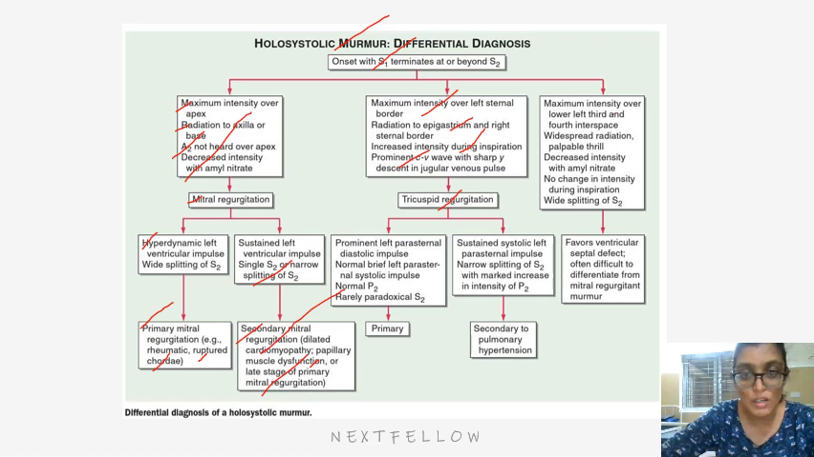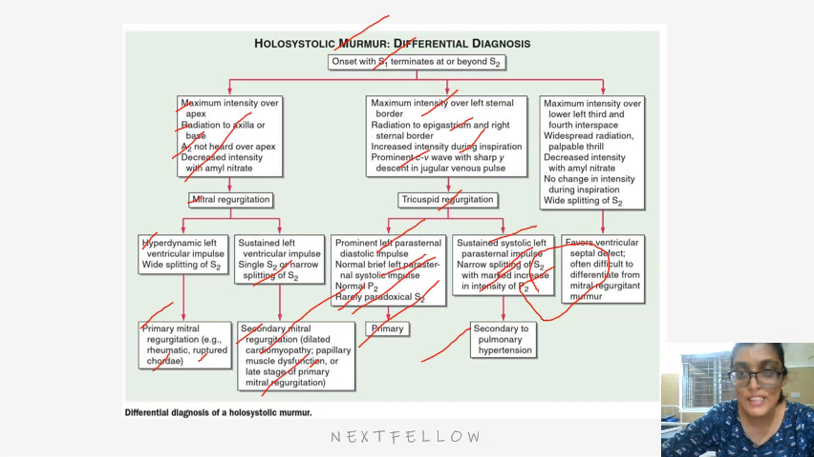Now, if there is a prominent left parasternal diastolic impulse, normal brief left sternal systolic impulse, normal P2, and rarely paradoxical S2, it is primary tricuspid regurgitation. Sustained systolic left parasternal impulse, narrow splitting of S2, and marked increase in intensity of P2, palpable P2, is secondary to pulmonary hypertension. Now, we have covered important causes, that is MR and TR.